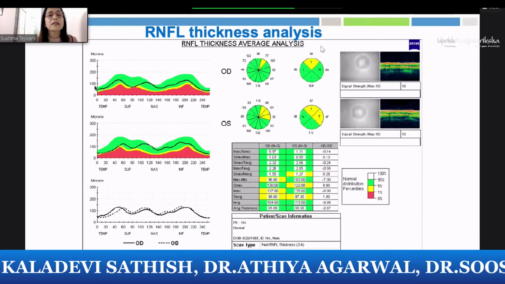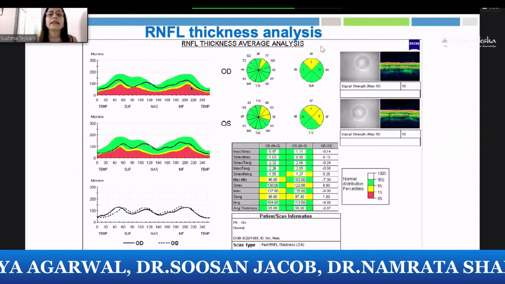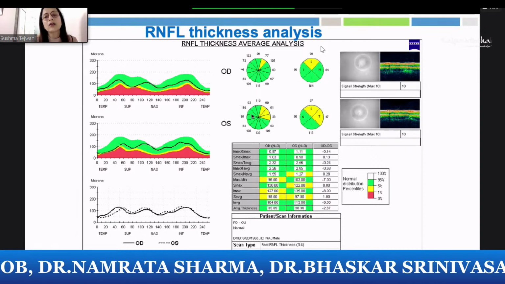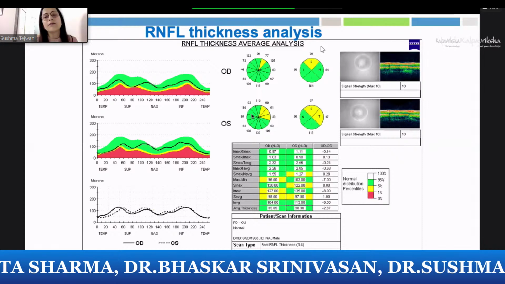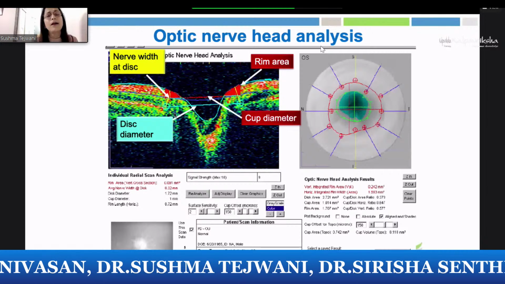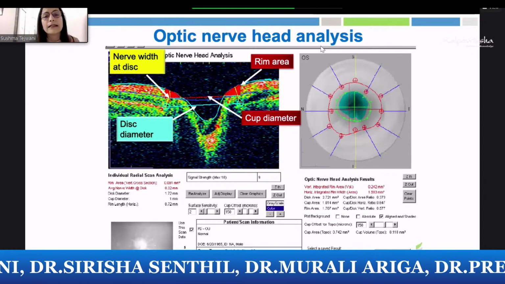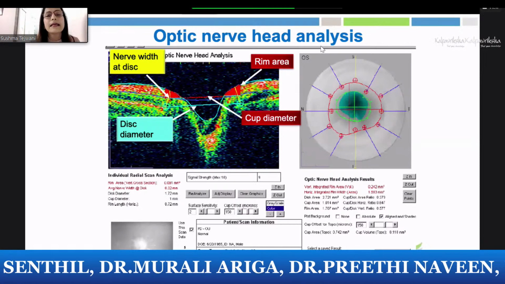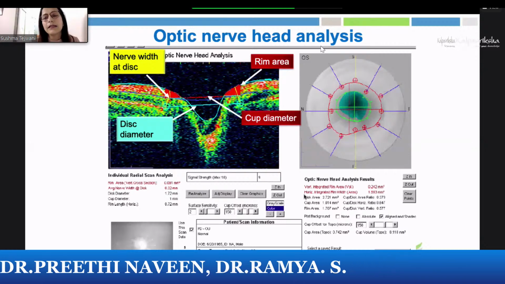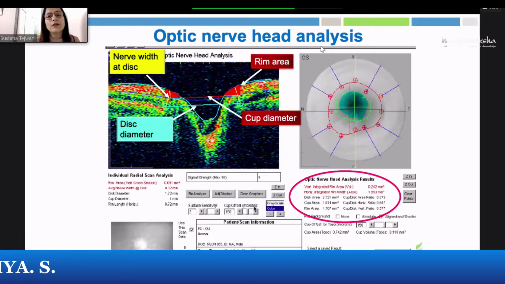Secondly is the RNFL thickness map. So this TISNET black graph gives you your patient's data. Whether it falls in green, yellow, or red determines whether it is normal, borderline, or abnormal. And these are clock hour values, again given in the form of a color code so that you understand which is normal and abnormal. The optic nerve head analysis in terms of nomogram is determined by looking at the nerve width at the disc and disc diameter. So it gives you a cup diameter as well as the rim area and the various readings. You can see the measurements so as to reach a diagnosis.